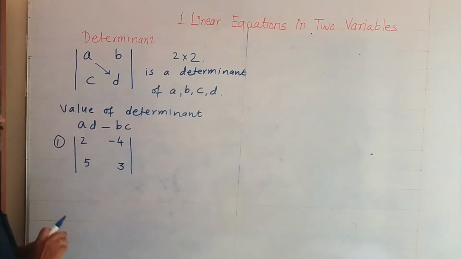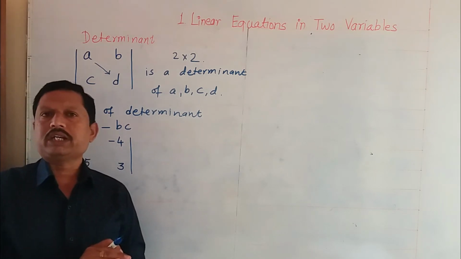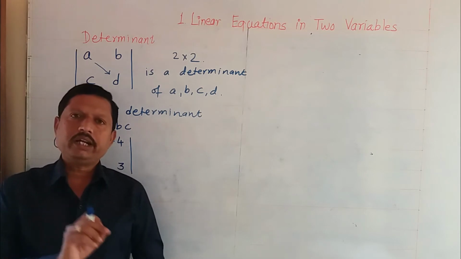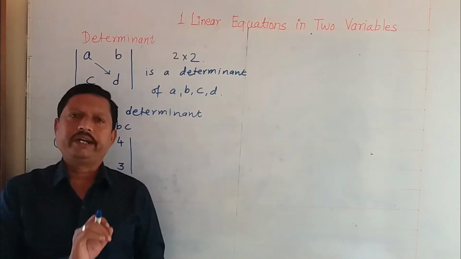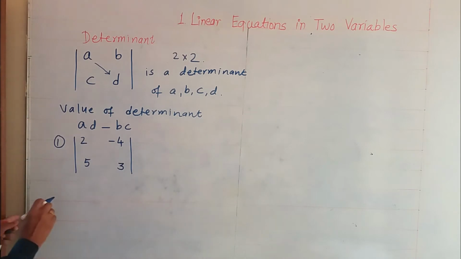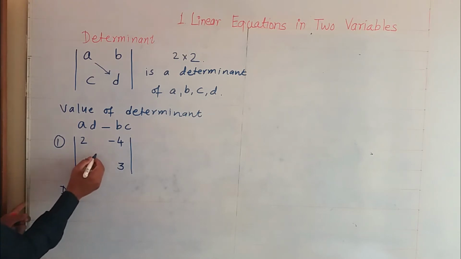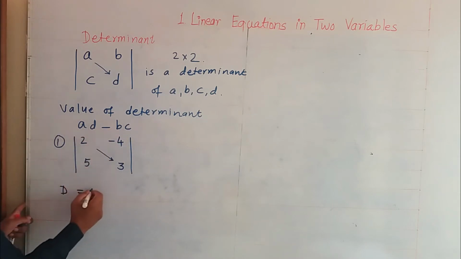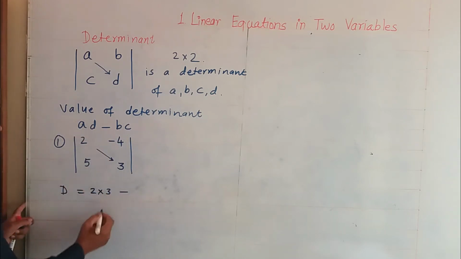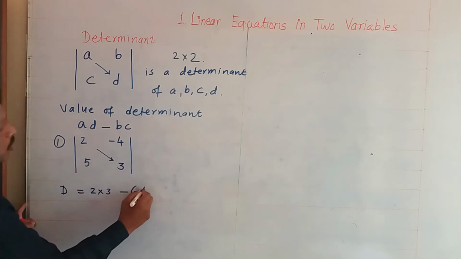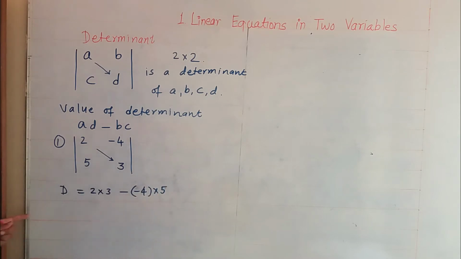Now a determinant is generally denoted by a capital letter, generally D. So we have to find the value of this determinant. D is equal to the cross multiplication, AD minus BC. So 2 multiplied by 3 minus, negative 4 multiplied by 5.